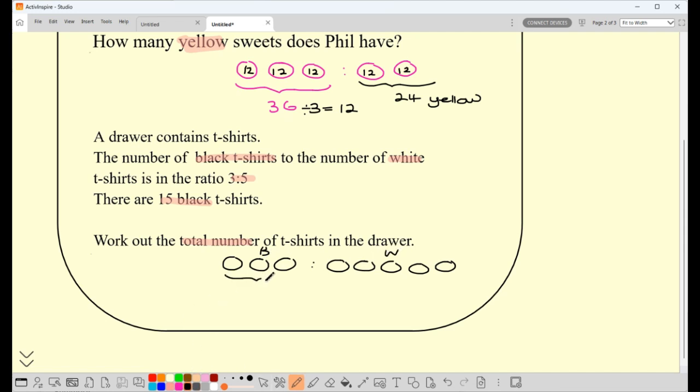So the black is the 3 circles, the 3 part of the ratio, that represents 15. So divide that 15 by 3 to find out what one part would represent. And one part of the ratio represents 5 t-shirts. If we fill in those boxes, we've got a visual now that there are 25 white t-shirts. 5 lots of 5 is 25.